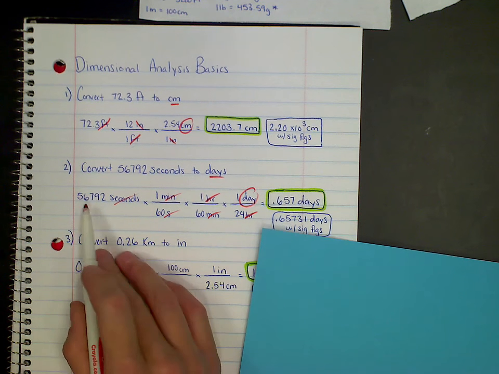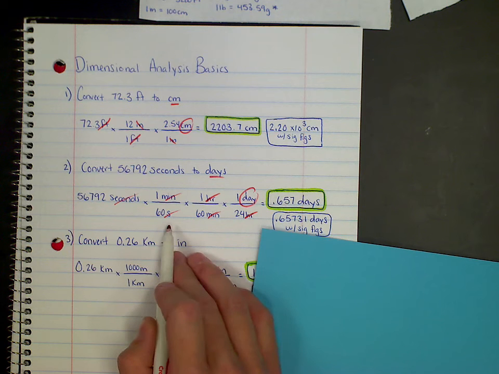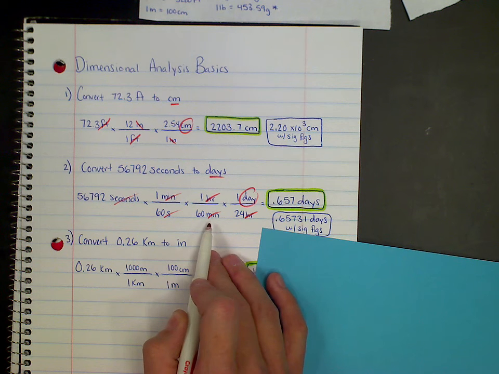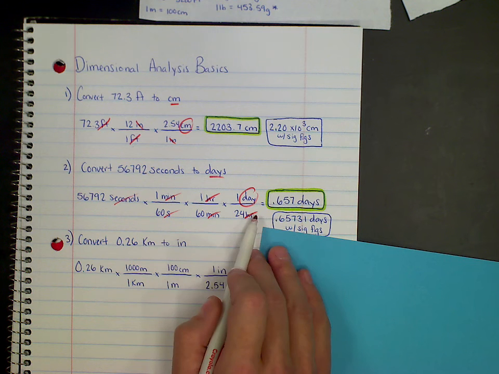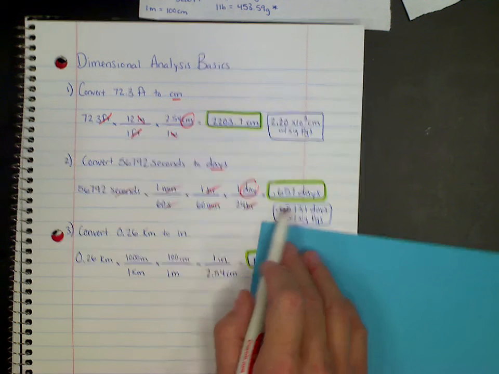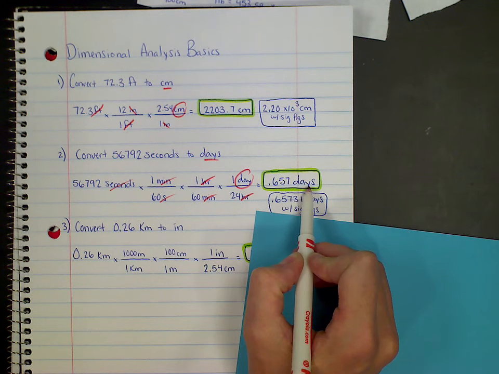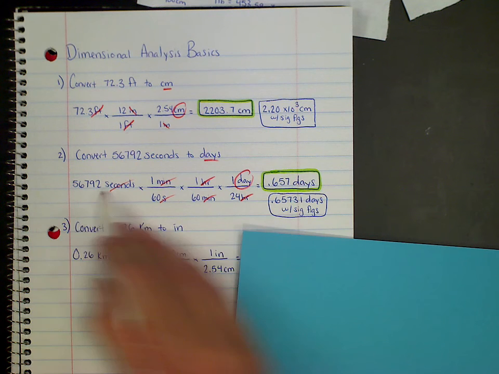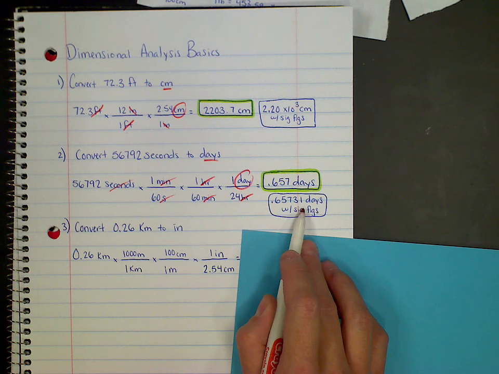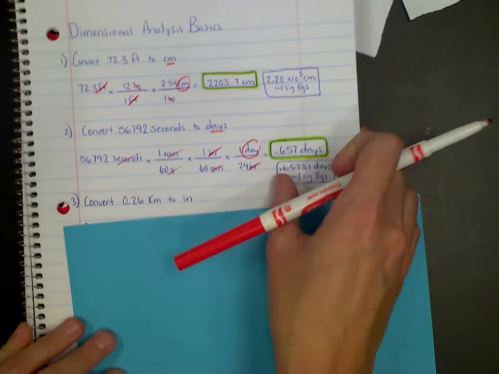So in our calculator, we're going to do 56792 divided by 60, get the answer, divide by 60, get the answer, divide by 24. So keep in mind if the numbers are on the bottom, you're dividing. So that gets us 0.657 days. Notice I included the unit in my answer, okay? And again, if you're paying attention to sig figs, we started with 5, so you would have 5 sig figs in your answer, okay?